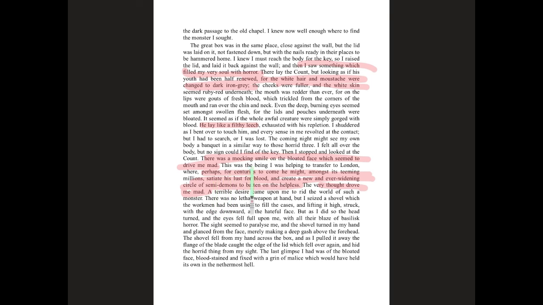And Harker realises now, "this was the being I was helping to transfer to London, where perhaps for centuries to come he might, amongst teeming millions, satiate his lust for blood and create a new and ever-widening circle of semi-demons to batten on the helpless." That means as in feed on them. So we said earlier on, in the previous chapters, about Dracula's plan coming to England. It's really turning on its head what the British Empire has been doing. And the British Empire in the 19th century and even into the early 20th century thought of itself in terms of hundreds of years of rule. That's how it saw it. So I think there's definitely a connection there to that.